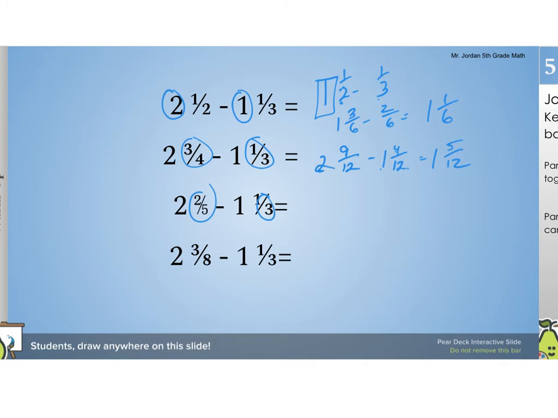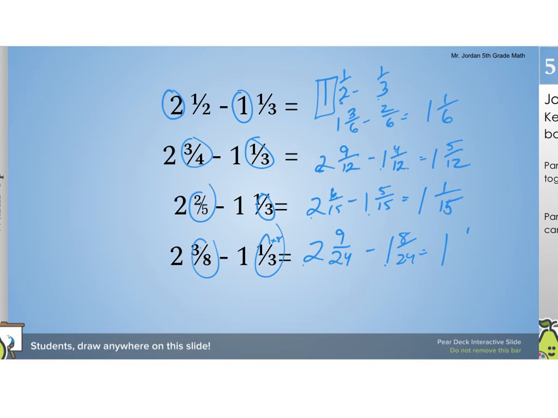Here I need a common denominator, which will be 15. So 2 and 6 15ths, subtract 1 and 5 15ths. 2 subtract 1 is 1, 6 subtract 5 is 1 15th. Common denominator will be 24. So 3 times 3 is 9 24ths, so we have 2 and 9 24ths, subtract 1. I'm going to multiply these by 8, it'll be 8 24ths. 2 subtract 1 is 1, 9 subtract 8 is 1 24th.